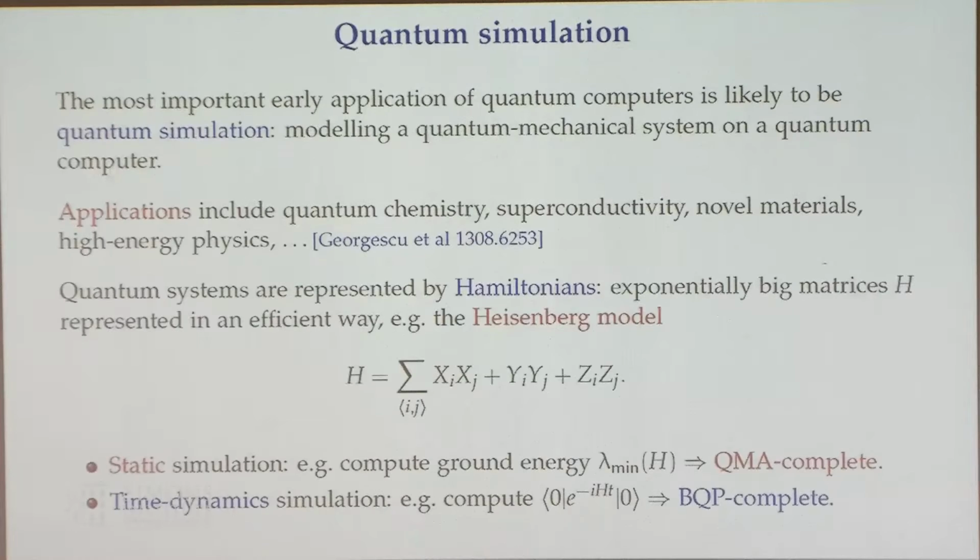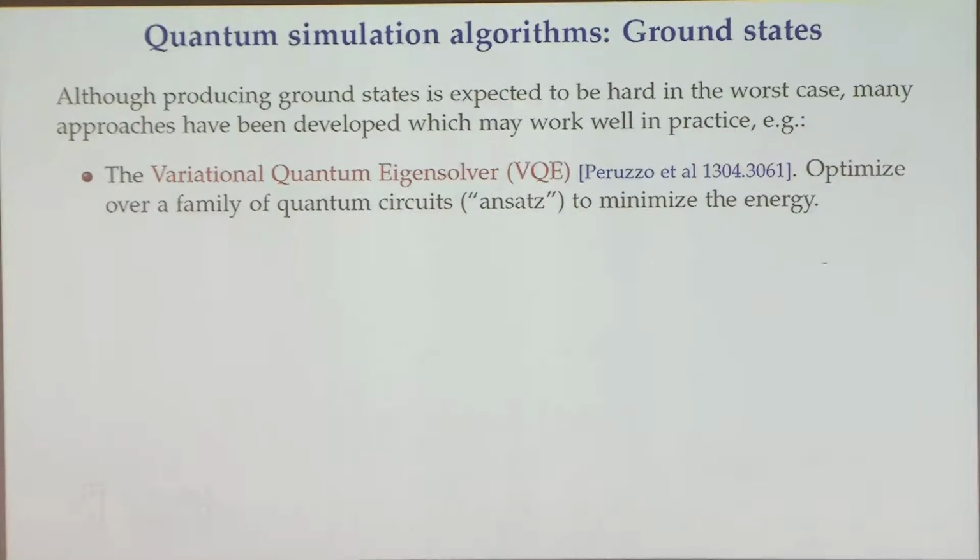Right. And so, like I said, even though we think that computing ground states may be very difficult in the worst case, in practice, it may turn out to be kind of easy. We don't know. It's something we need to try for each given instance. There are a number of different approaches that people have developed to try to do this. One of them, which is very famous and well known, is the variational quantum eigensolver, or VQE. What we do in this algorithm is we have a family of quantum circuits that we fix in advance.